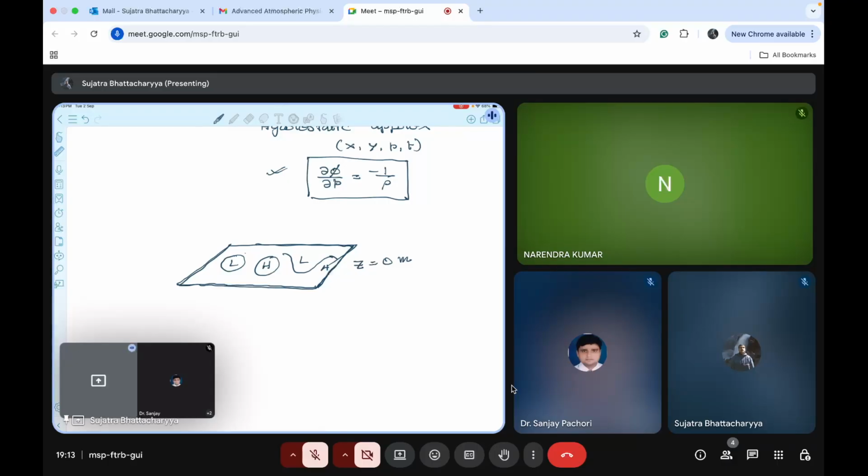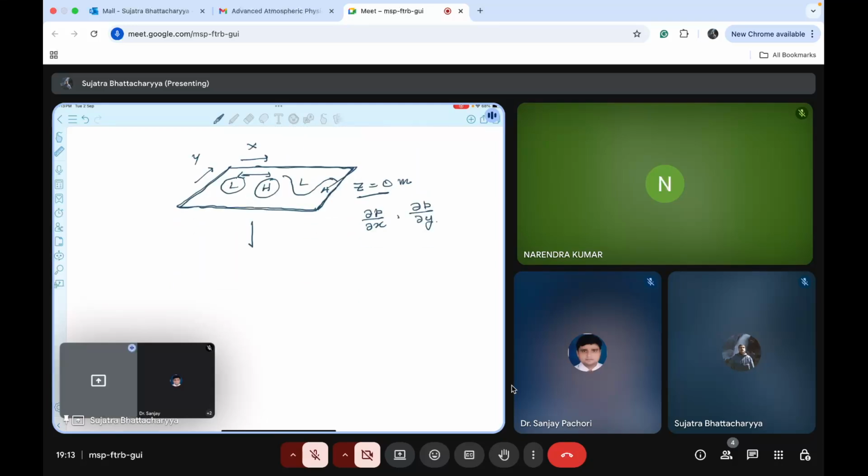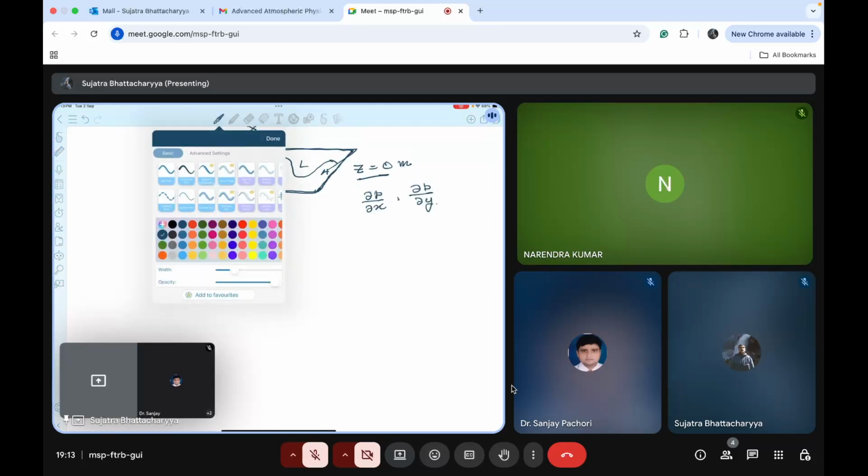Right? So pressure was changing in your, so this is z is equal to 0 surface. Let us say this is your y direction. Let us say this is your x direction. So that's why in the z coordinate system, we were writing delta p delta x or delta p delta y as the pressure gradient force. But now what we are doing, we are converting here to something like this.